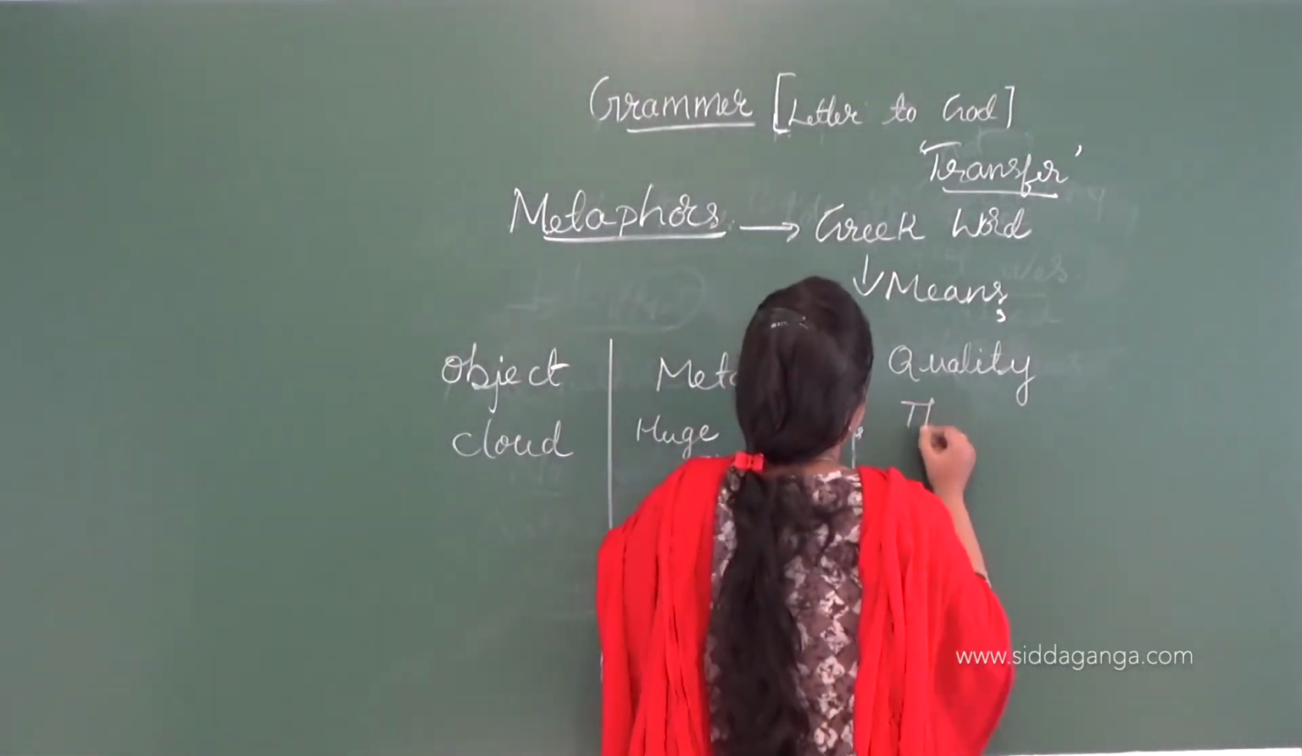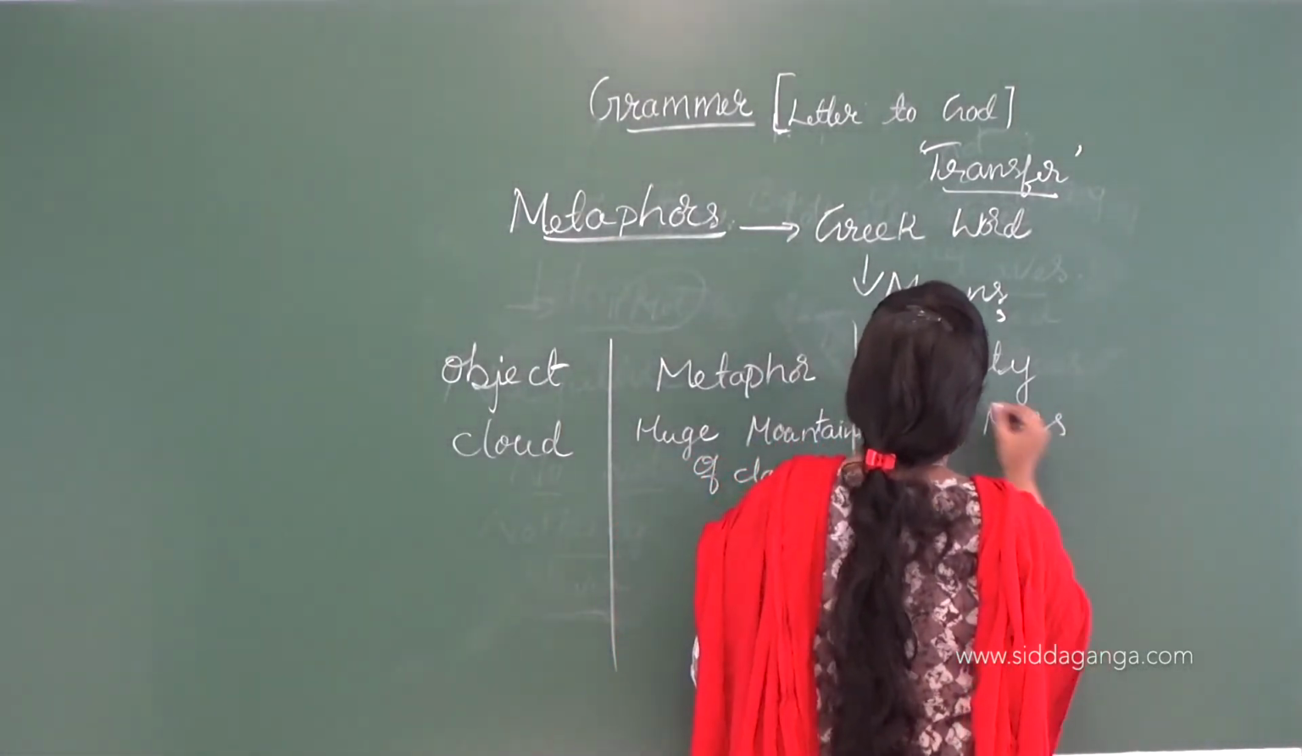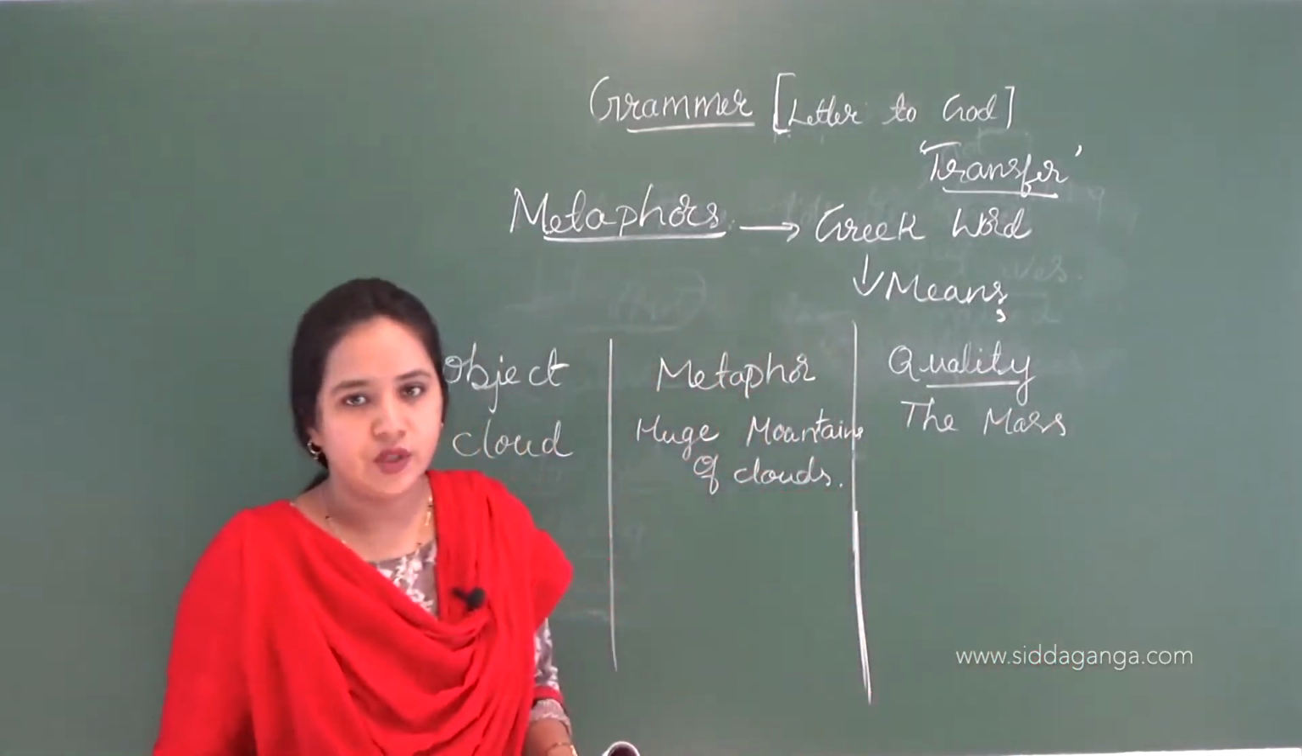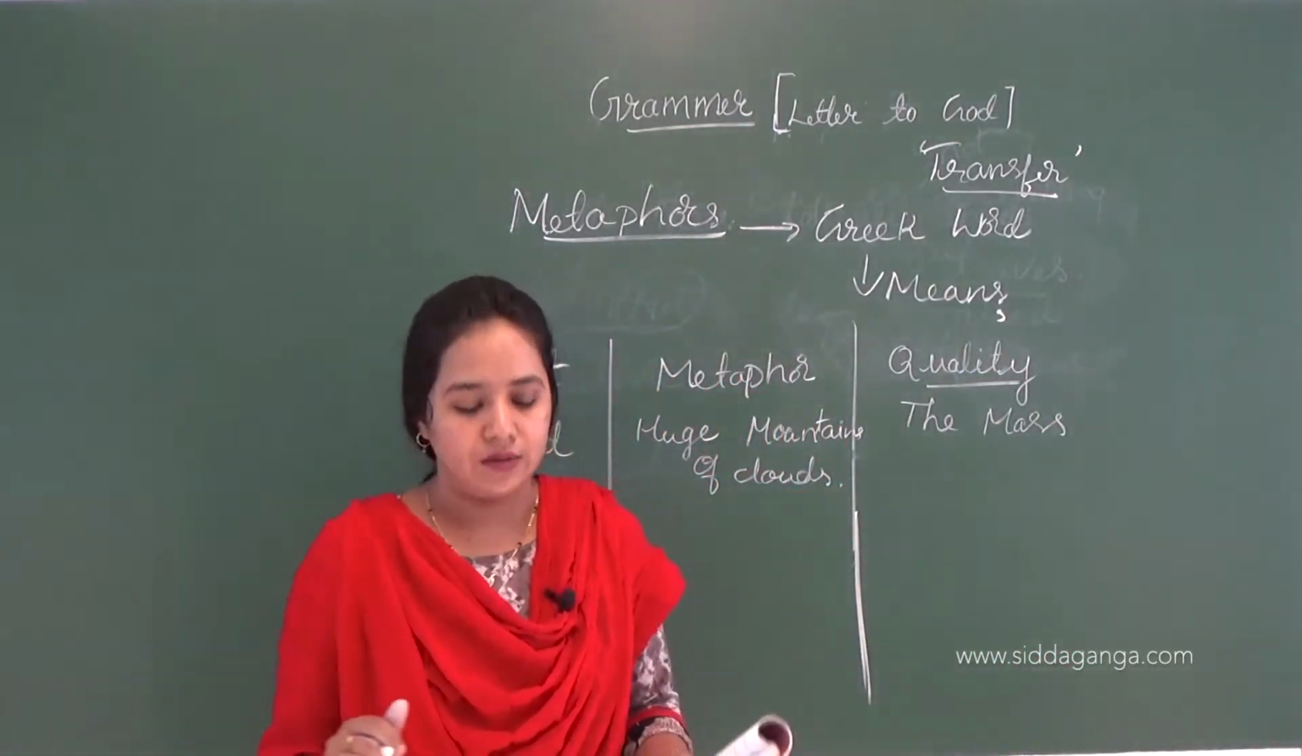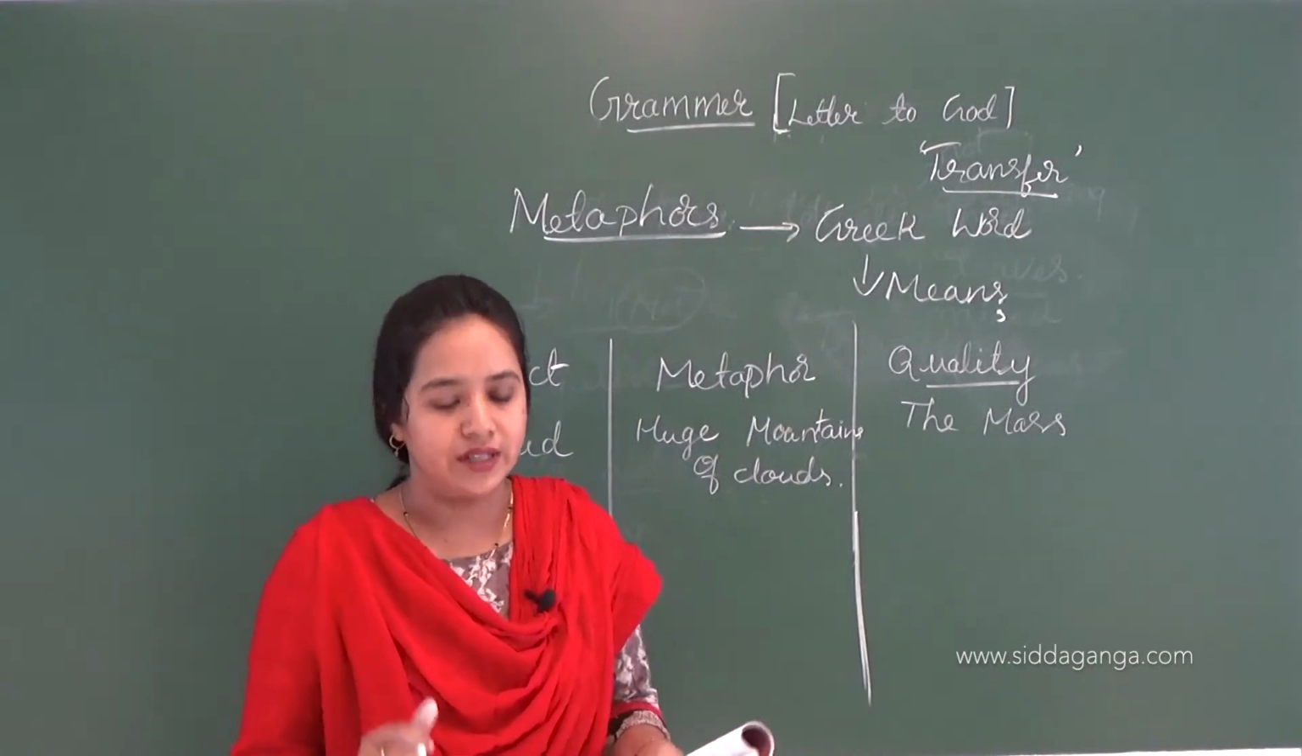The quality means the mass, its size. The quality what? The size of the clouds. It looks like mountains.